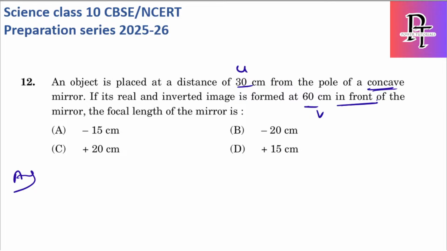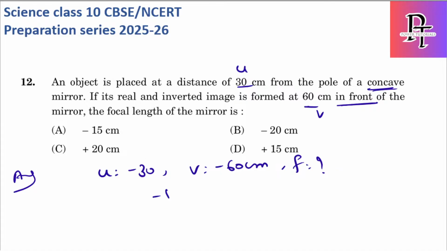So whenever we say in front of the mirror, the value is negative. So in this question the u value is -30 and the v value is also negative, so it is -60. They are asking the focal length of the mirror, so they are asking the f value. Same question, just the parameters were different.